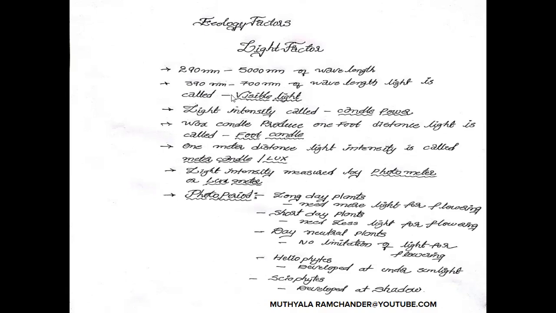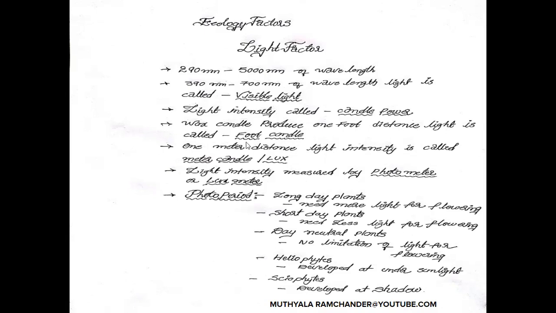The light is measured by intensity. Light intensity is called candle power. One wax candle produces light to 1 foot of distance. The light of one wax candle at 1 foot distance is called foot candle. It is a major unit. Major units by foot candle.